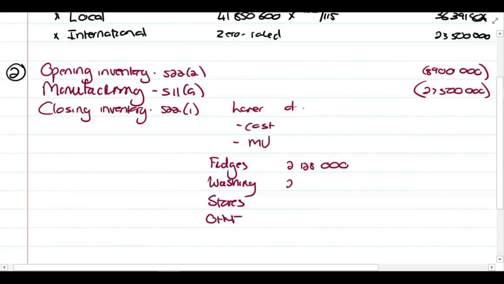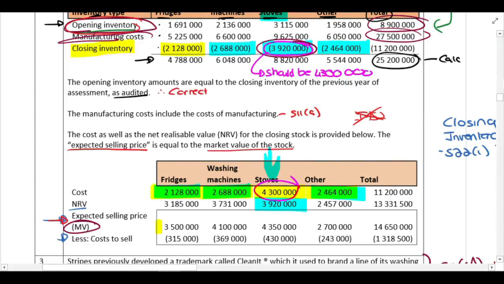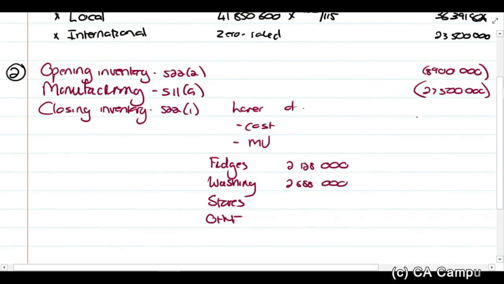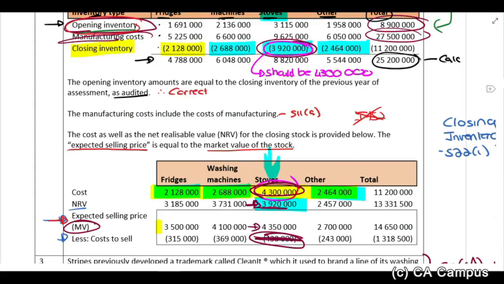$2,688 for the washing machines. The stoves, we have to use also the cost. This NRV is lower, but remember the NRV has a deduction for cost to sell, which we didn't take into account, and that is for the market value is 4,350. And then other 2,464.